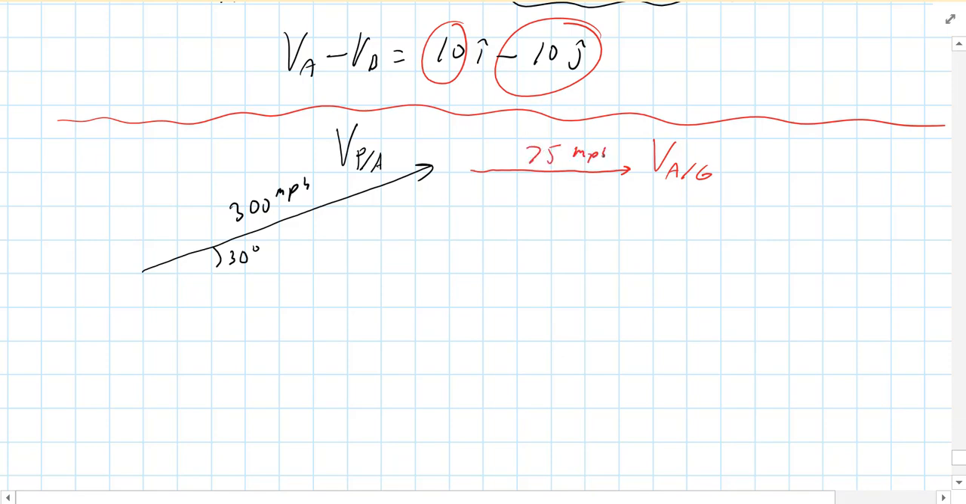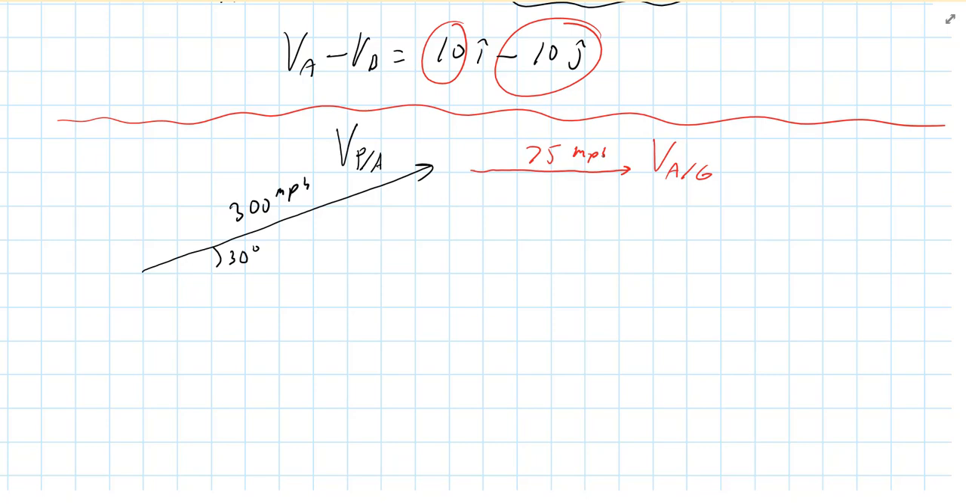Okay. What is the velocity of the plane with respect to the air? Or, I'm sorry, to the ground. What is the velocity of the plane with respect to the ground? In other words, if we on the ground are looking up at this pilot, what does it look like they're doing with respect to us?